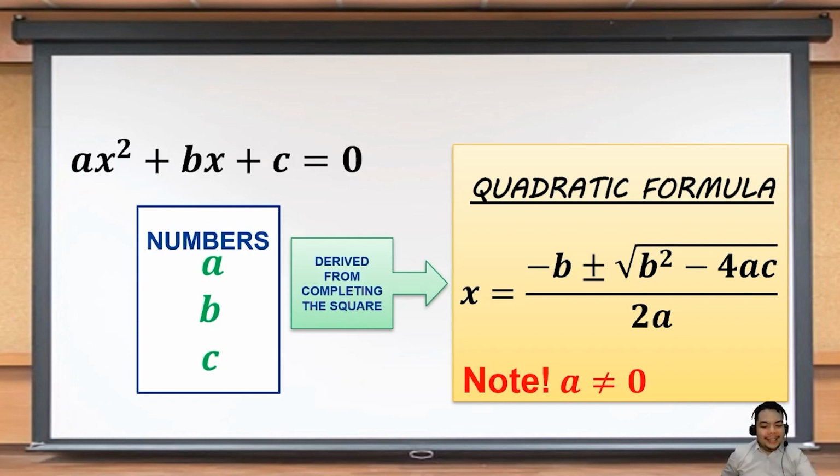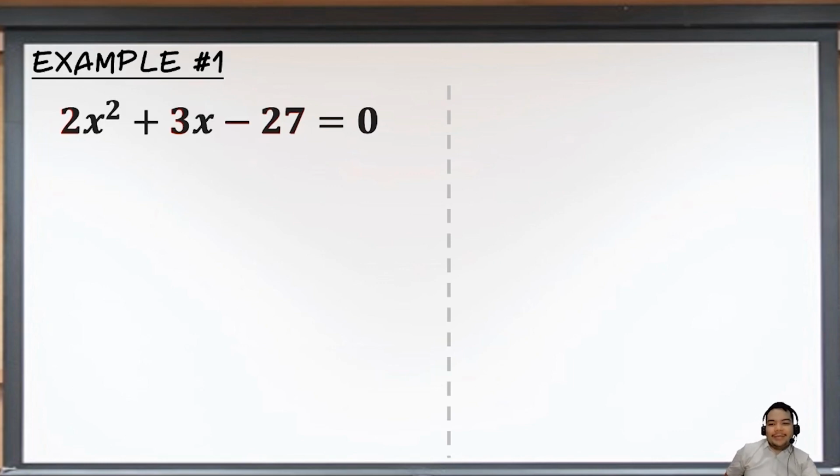So let's proceed. Let's have example number 1. We're given 2x squared plus 3x minus 27 is equal to 0. Unang pwede mong isipin, tingnan kaya natin kung pwede factoring. Pangalawa naman, tingnan kaya natin baka pwede ng completing the square. But for today, we'll not use that one. We'll use the quadratic formula. The first step in using the quadratic formula and solving a quadratic equation is to check if this is in the standard form.